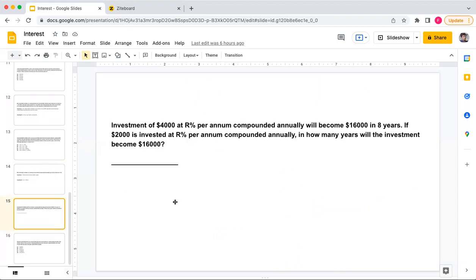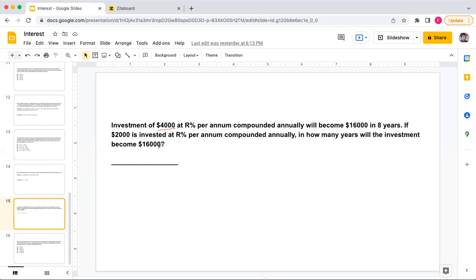Yeah, the same concept which we did in simple interest, but for compound interest, we can't do exactly that. And let's try to figure out how we can do such questions in compound interest. Try to solve. The question is saying that an investment of 4,000 at R% per annum compounded annually will become 16,000 in 8 years.